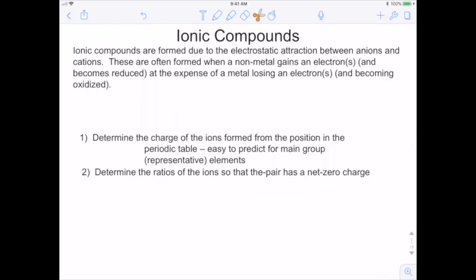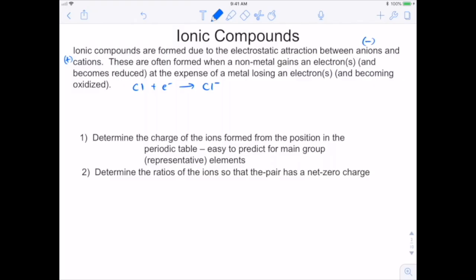Okay, let's focus now on ionic compounds. Ionic compounds are formed due to the electrostatic attraction that's formed between anions and cations. Remember, anions are negatively charged and cations are positively charged. Now, these are often formed when a nonmetal, such as chlorine, which is a nonmetal, would tend to gain an electron or more electrons. In this case, chlorine would gain 1 electron and form the chloride ion, Cl-.